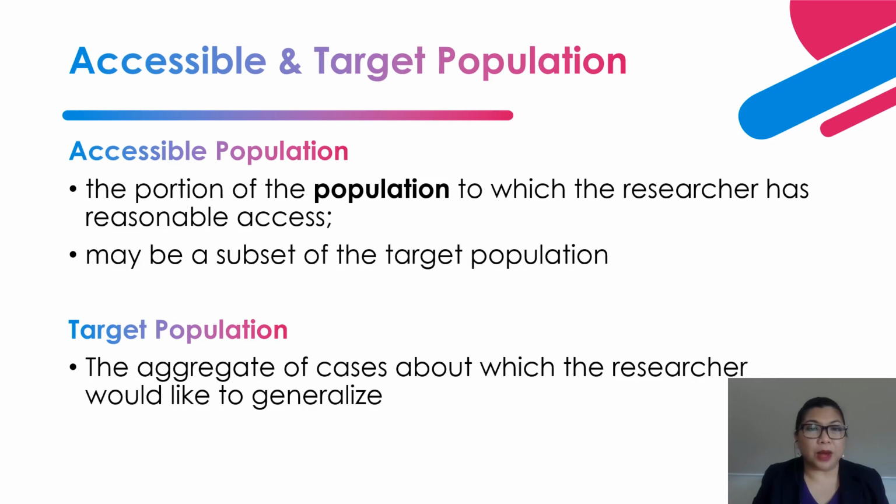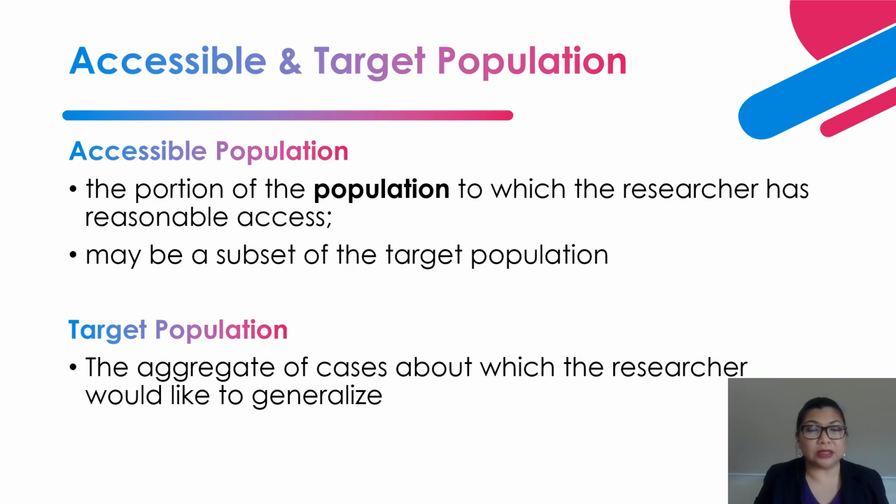The accessible population is that portion of the population to which the researcher has reasonable access. You can't possibly get all the, let's say, Filipino nurses that have PhD or doctorate level degrees, but there are some maybe in a certain city, a certain region, or a certain school where you have reasonable access. Okay, so this is a subset of the target population, which is your accessible population.